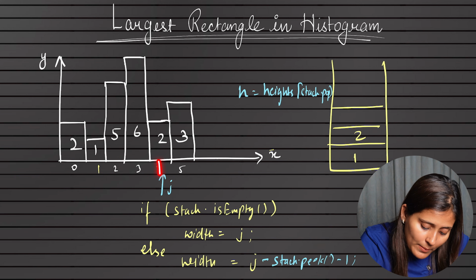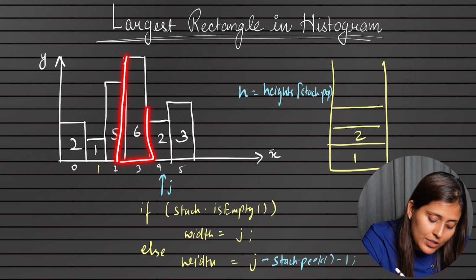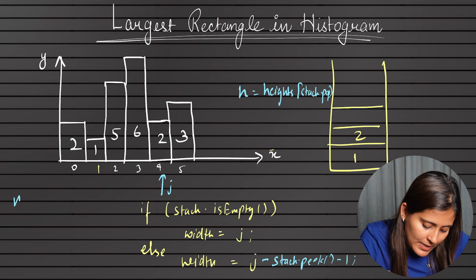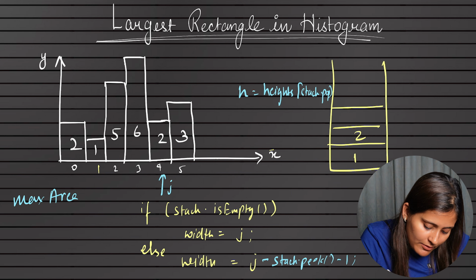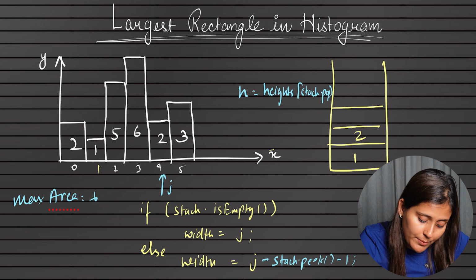So can I say 4 minus 2, which is 2, and minus 1, which is 1. So now we are calculating the area for this 6, and area will be 6 into 1, which is 6. So maximum area will be 6. Can I say this? Yes.